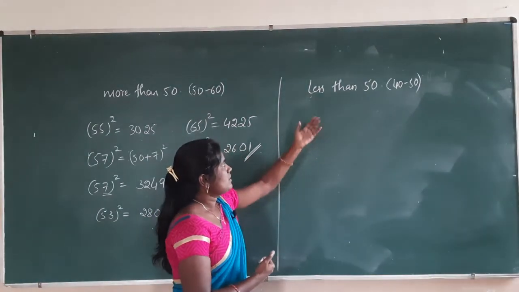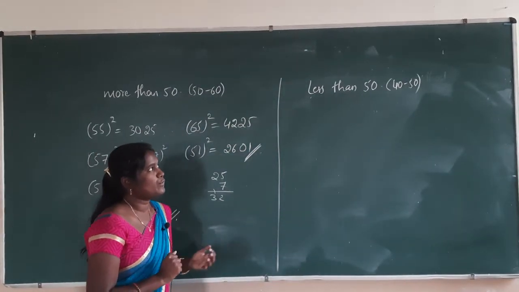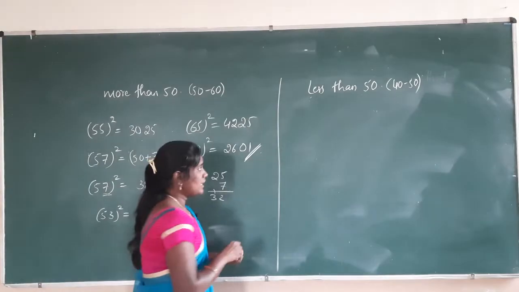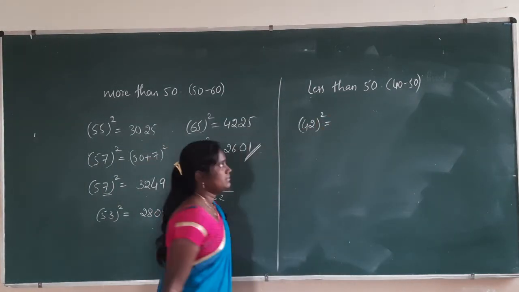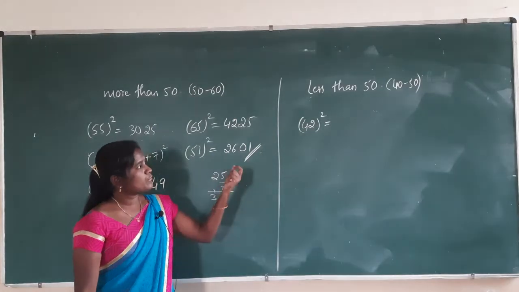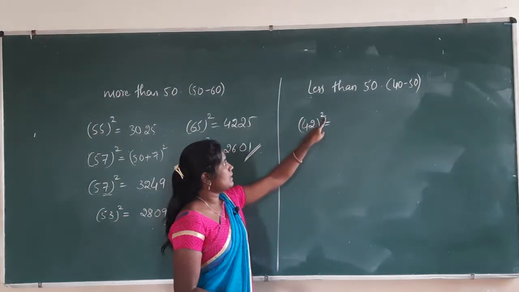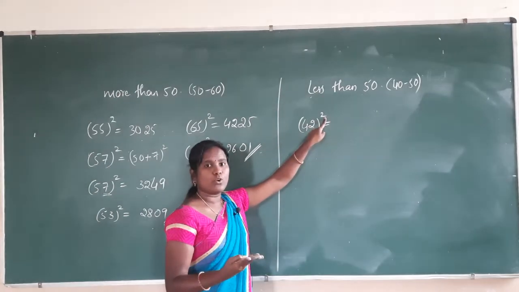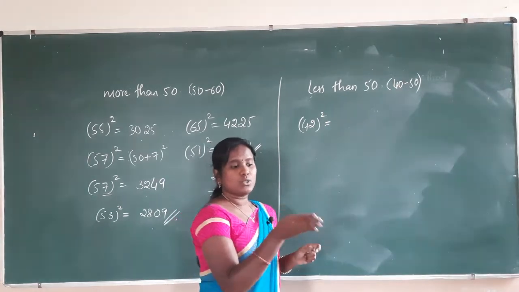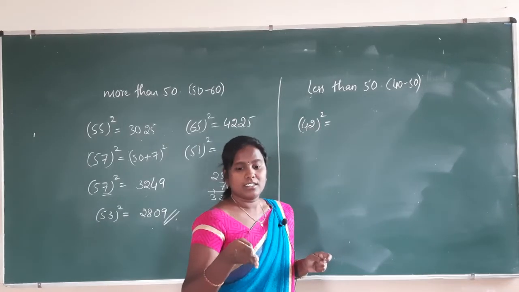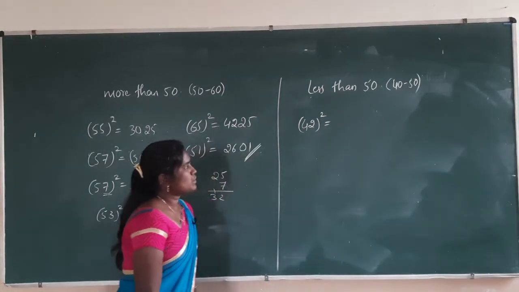Okay. So, now, less than 50, it is 40 to 50. In 40 to 50, I want to consider 42 square. Therefore, the square of this number ends with what? The square of this number ends with 4, because 2 square is 4. The numbers which end with 2 and 8, their square ends with 4. Okay. 42 square is there.